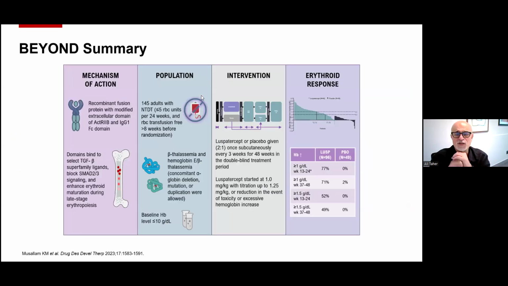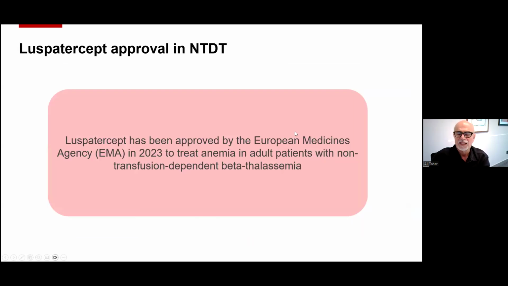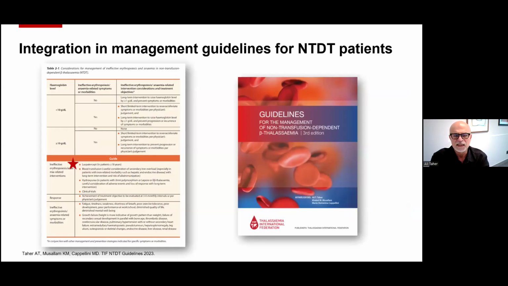On this slide, I tried to summarize the mechanism of action, the population of 145 patients, randomized double blind, and the intervention: 2 to 1, 1 milligram per kilogram increased to 1.25, and the 77% increase in 1 gram, 50% more than 1.5. This summarizes all the BEYOND trial. And this is why it was approved by the European EMA in 2023, last year, and we have integrated this in the new guidelines, which I would ask you, if you're interested, to look at and read.